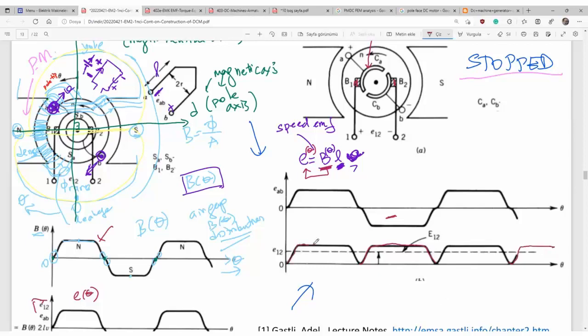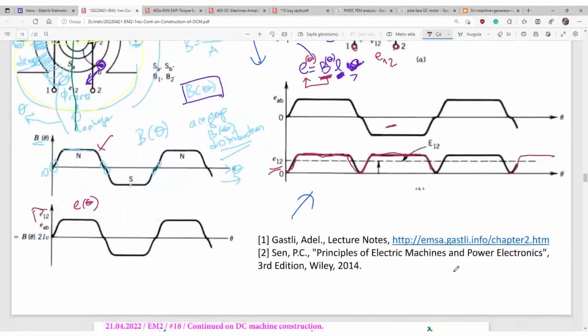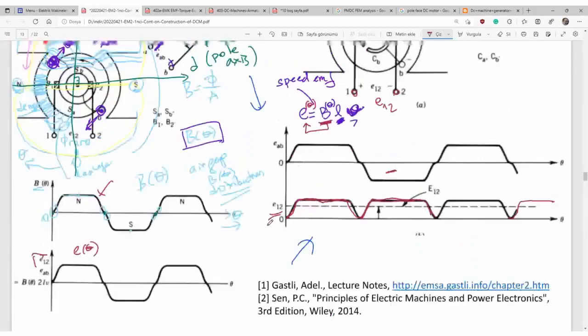That is the voltage induced across the brushes. Let's say E1 and 2. The rectified voltage is this. It looks like not a sinusoid, not a square wave, but something between them. Yes. Okay, what does it mean?